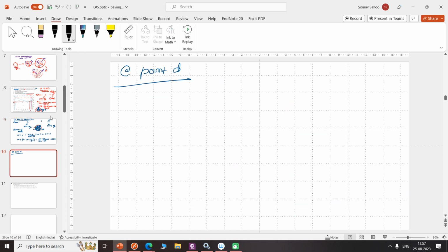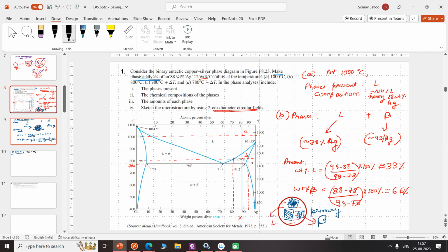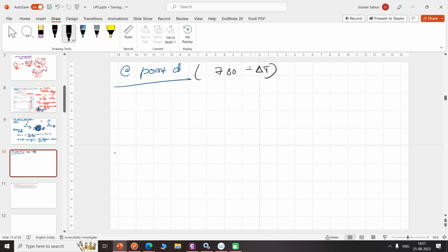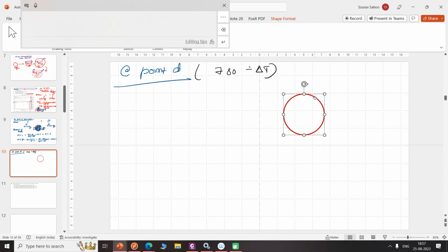Okay, at point D, which is 780 degrees minus delta T, just below the eutectic temperature, what we'll be having is a combination of beta and alpha plus beta. Whatever beta we have formed is the proeutectic or primary beta. Whatever liquid we had in the intervals will actually form this alpha plus beta phases.